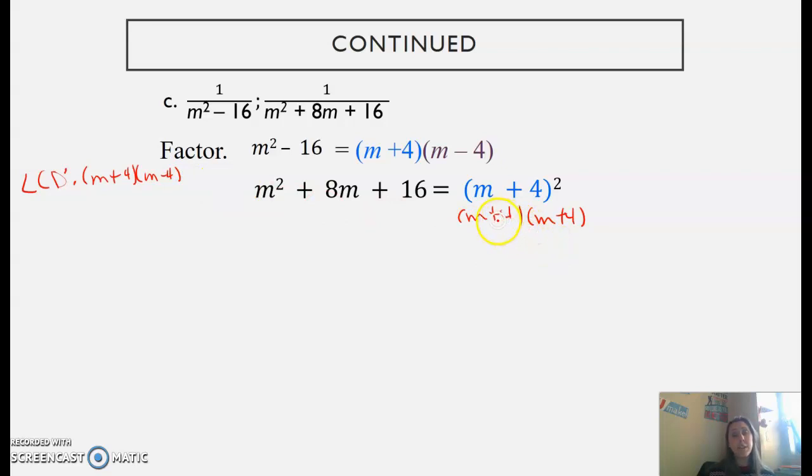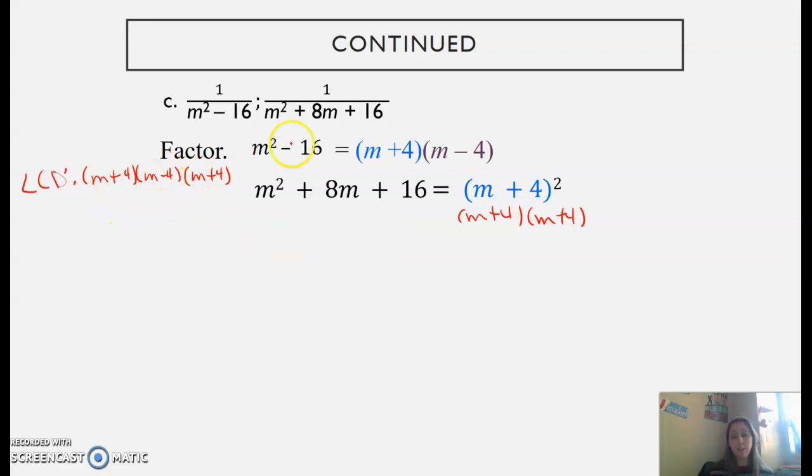Then in the second one, I already have an m plus 4. Oh, but I have this additional one. So I'm going to have to write it again. So this one doesn't, it's not here twice. So I'm going to have to write it one more time. That way I have everything in there. So then I have all of that.